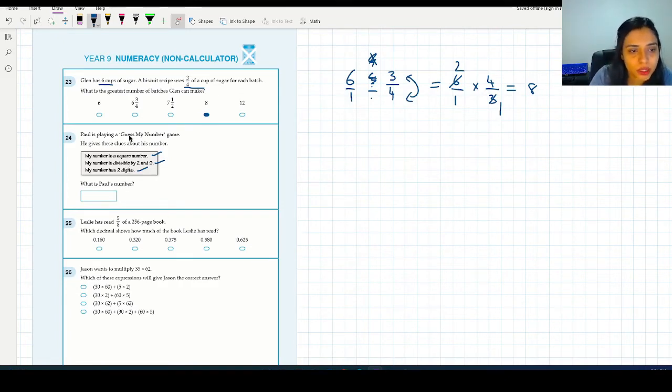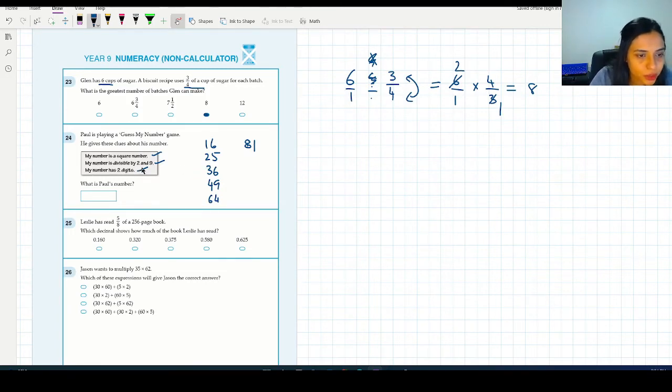So square numbers are the answer when you multiply a number by itself. So we've got 4 times 4, which is 16. 5 times 5, which is 25. 6 times 6, which is 36. 7 times 7. 8 times 8. And 9 times 9, which is 81. So these are our 2-digit square numbers. 10 times 10 is 100, which is 3 digits, so we can ignore that.